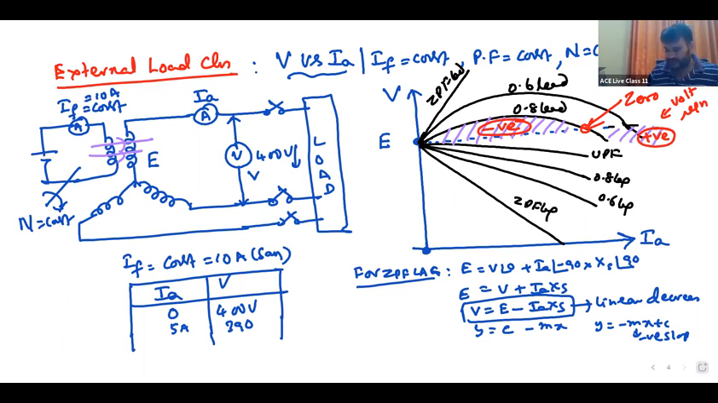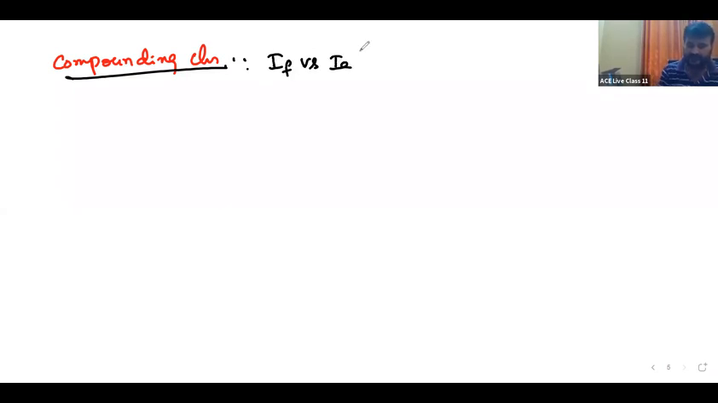Now the last characteristic is compounding characteristics. Compounding characteristics are IF versus IA, with V constant, power factor also constant, and speed constant. Okay.